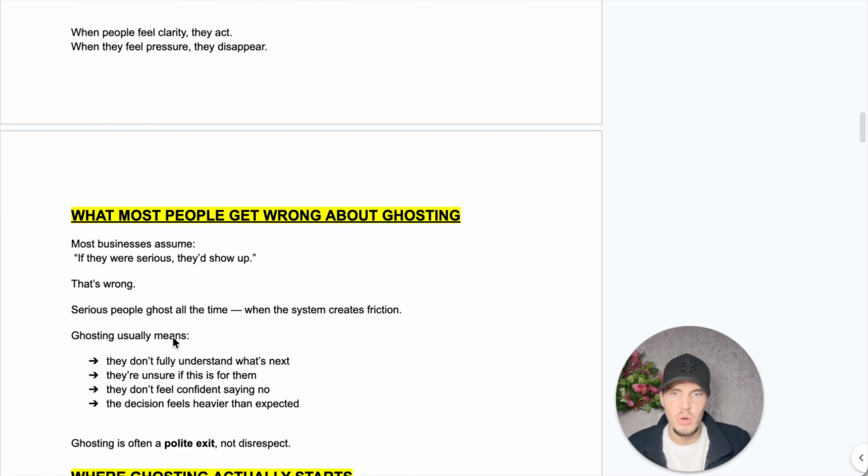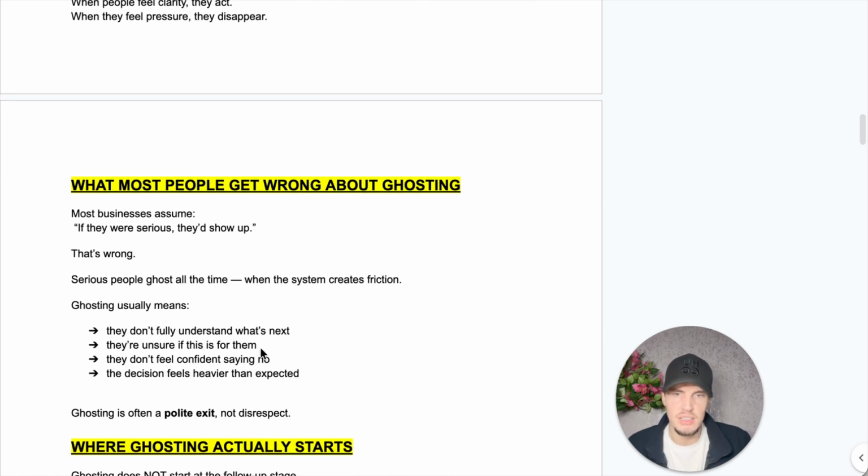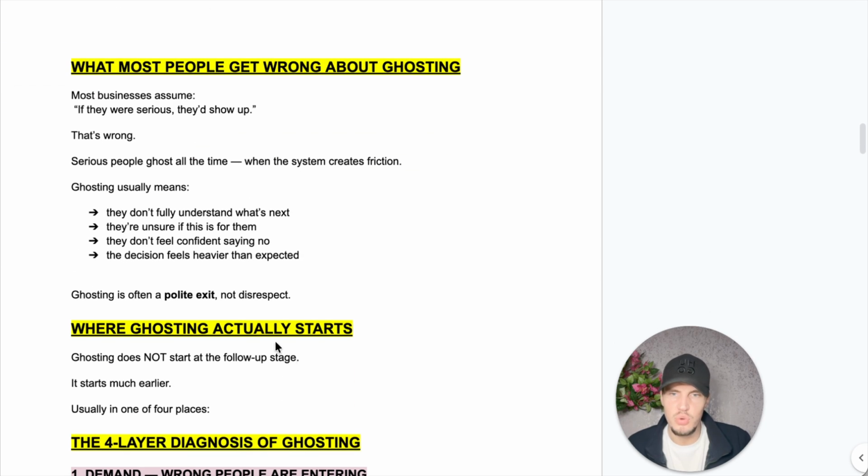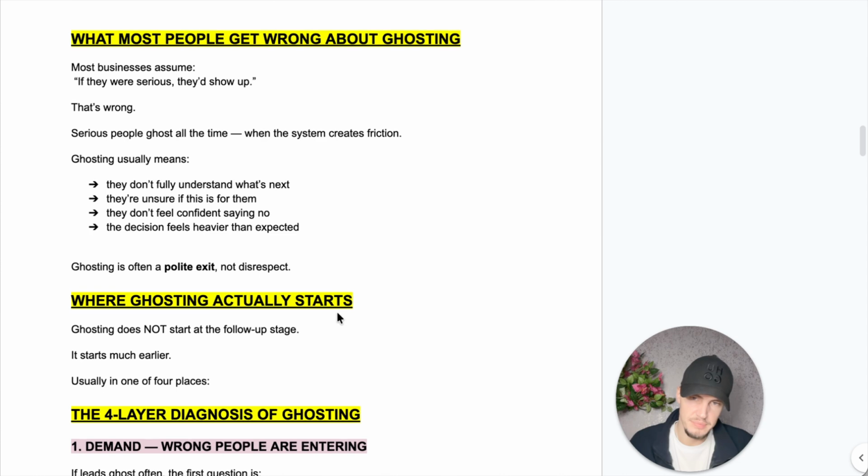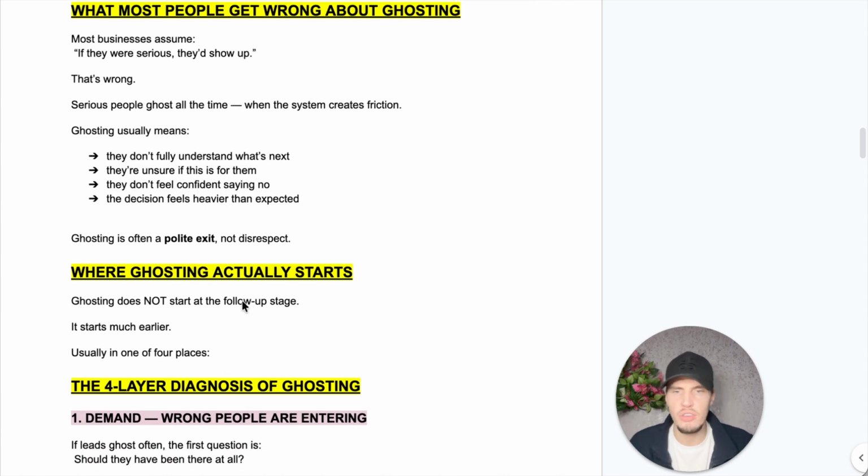Serious people ghost all the time as well. When the system creates friction, ghosting usually means they don't fully understand what's next, they're unsure if this is for them, they don't feel confident saying no to you, the decision feels heavier than expected. And ghosting is often a polite way of saying, kind of, I'm not interested, right?